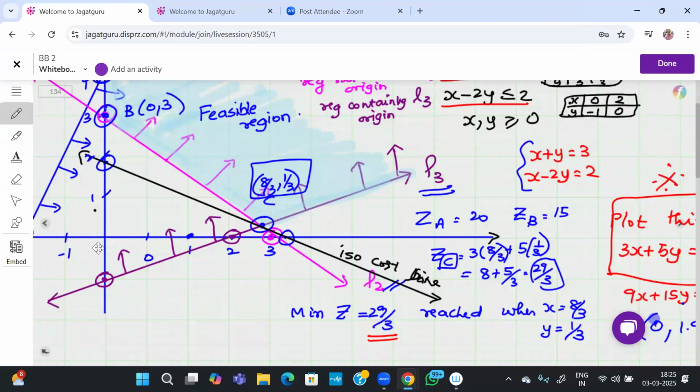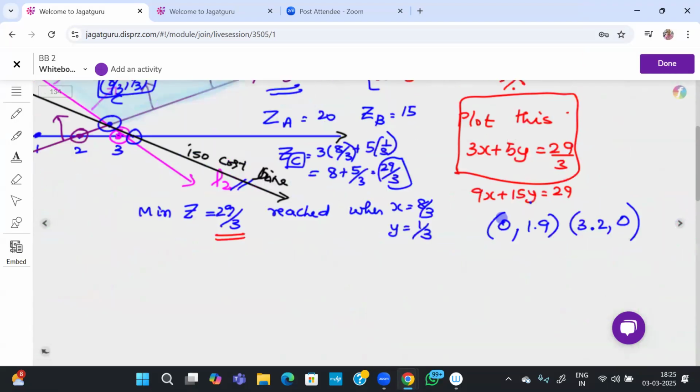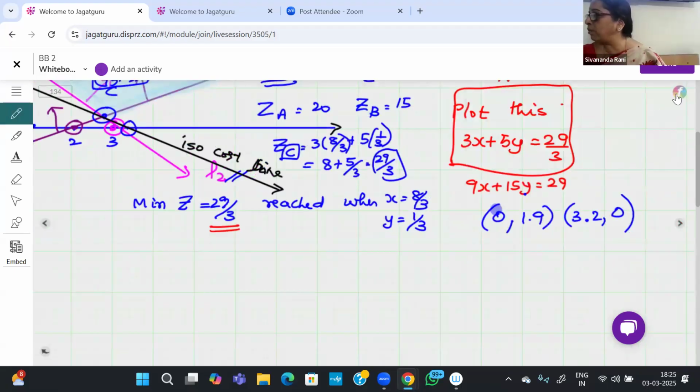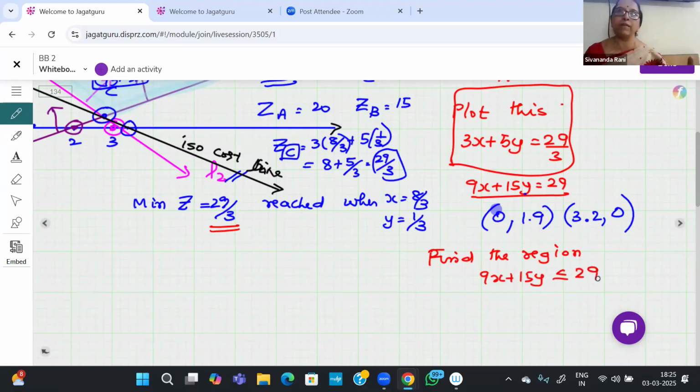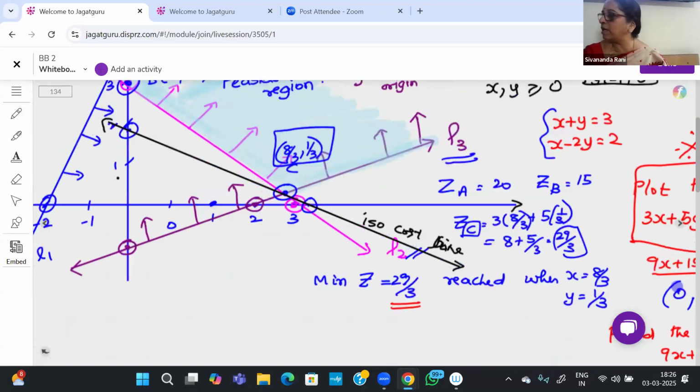What should I actually plot? The region that I need to plot now. You have drawn this line, isn't it? So find the region corresponding to the inequality 9x plus 15y is less than or equal to 29. We are just ruling out the possibility of some point being less than 29, isn't it? Less than this value. So 0 satisfies this. 0 plus 0 is less than 29. So region containing the origin. So which means what? This one.